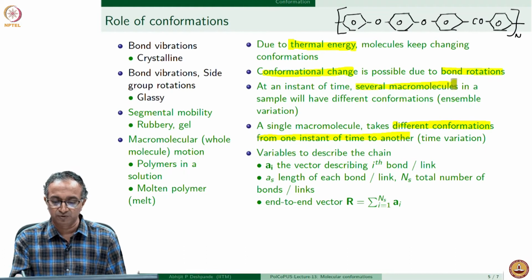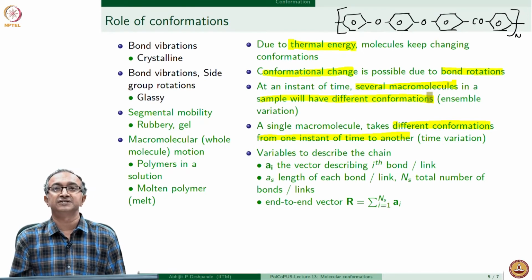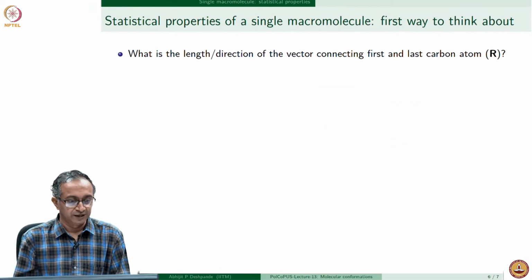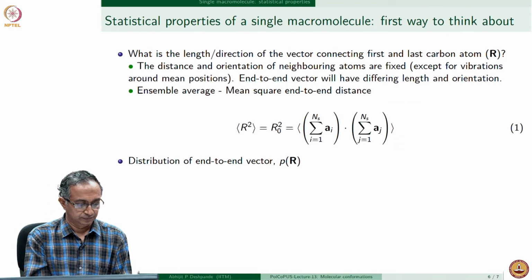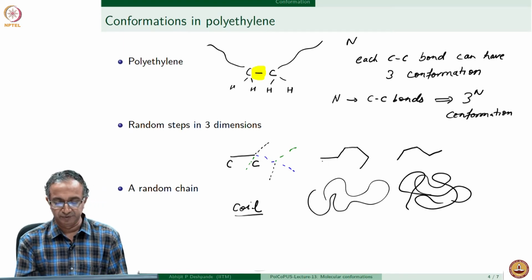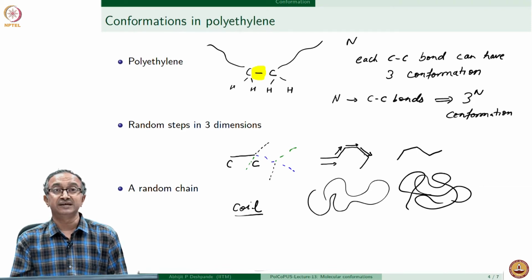If we look at several macromolecules, then each molecule in this ensemble will have a different state, and therefore there is a variation in an ensemble. And so the variables which can be used to describe this polymer chain are as follows. We can look at the chain that we had drawn earlier. If I start saying that each and every link here between carbon-carbon bonds is a small vector.